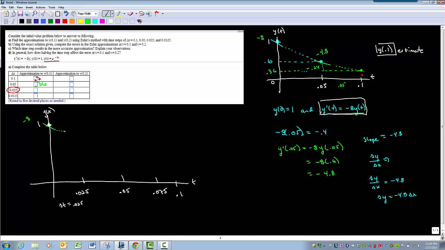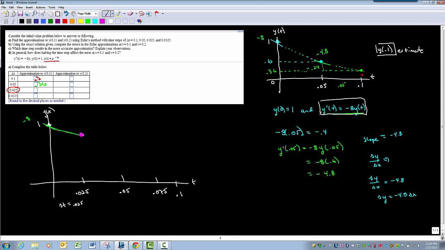Now we're going to use it to get over to this point. Sorry, this is really a straight line. Let me draw it in a different color. We're going to use that slope as an estimate to get to this point right here. We take the change in the x value and multiply it by the slope, negative 8.